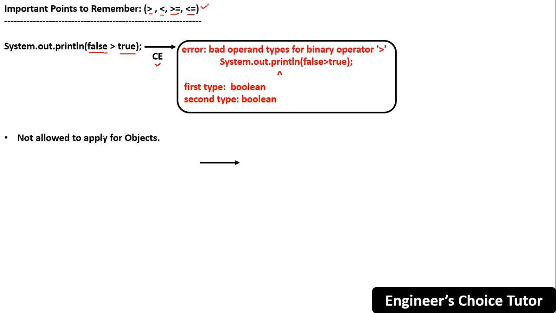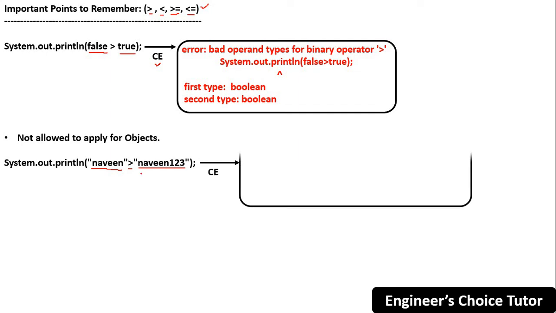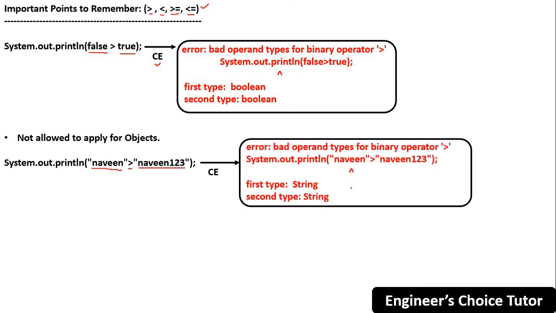The next, I have mentioned that it is not allowed to apply on objects also. What is an object? We will see later. For now, just remember this is not allowed for objects also. For example, a string is an object. So I have taken one string Naveen and another string Naveen123, and I am trying to compare using this greater than, that Naveen is greater than Naveen123. Again you will get a compile time error like this. Bad operand types for binary operator greater than. First type is a string and second type is a string. It is not allowed.